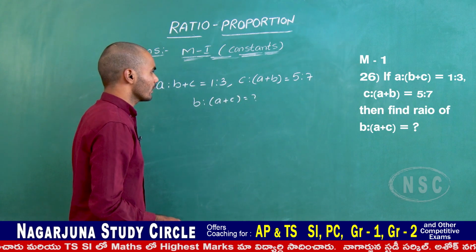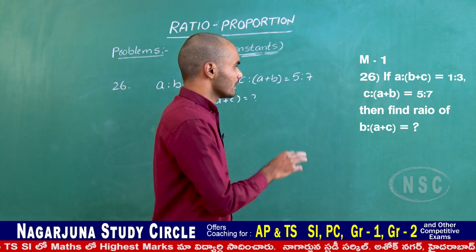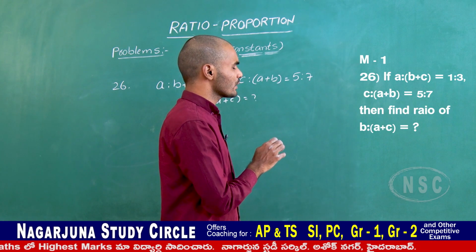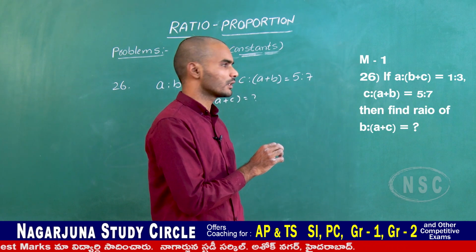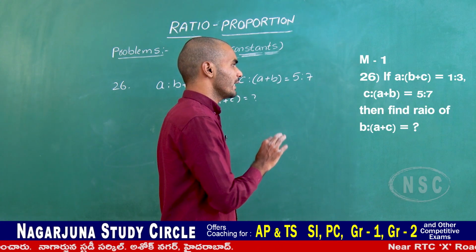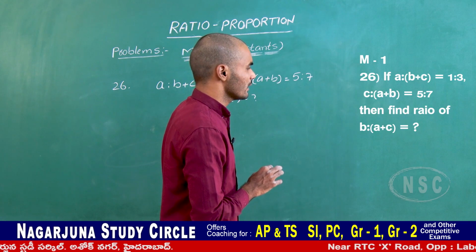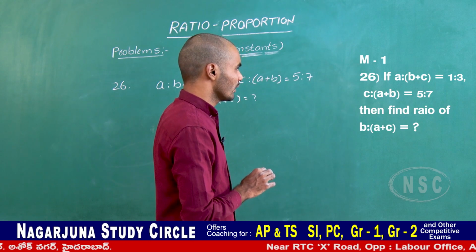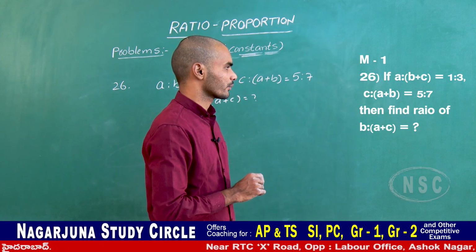This is the given question. How to find it? Just read the question once. A is to B plus C is equal to 1 is to 3. C is to A plus B is equal to 5 is to 7. Then find B is to A plus C. Okay.